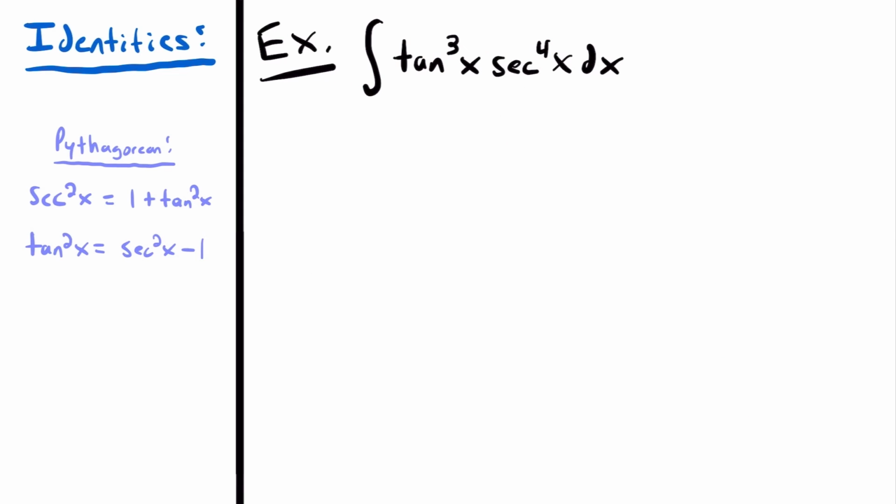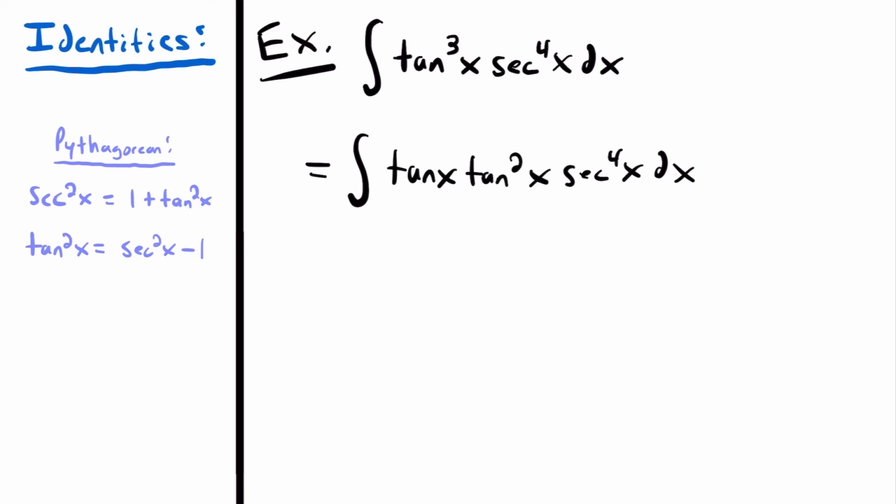Okay, so here's our second example. We have the integral of tangent cubed of x times secant to the fourth power of x dx. In this case, we have an odd power for tangent and an even power for secant. So let's start by splitting up that odd power for tangent and have tangent times tangent squared. So we'll rewrite this integral as the integral of tangent x times tangent squared x times secant to the fourth power of x dx.